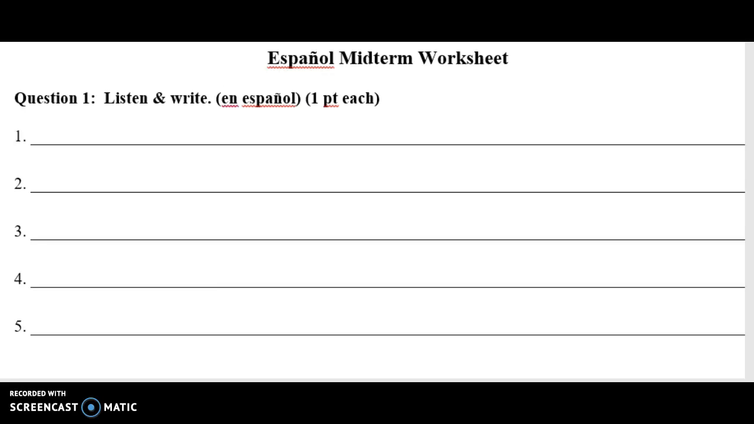So write that word for word in Spanish, making sure everything is spelled correctly, accents, tildes, capitalize the first letter, put a period at the end if it's a sentence, or of course the question marks if it's a question.